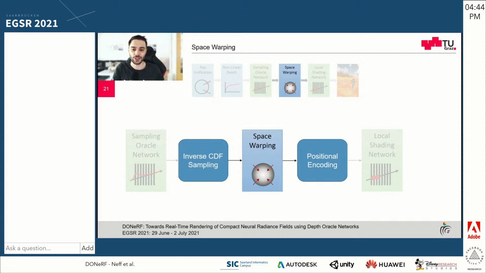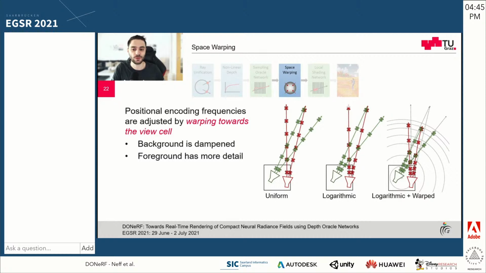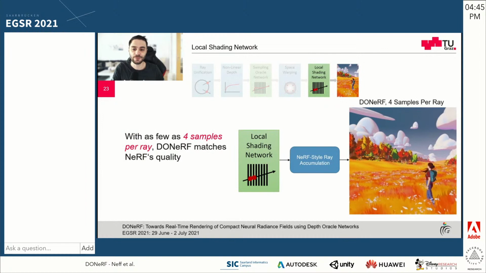After generating those samples, however, we do not directly go into positional encoding. Instead, we perform an additional space warping step to better match the positional encoding frequencies for large-scale scenes. We do this by warping all samples towards the view cell. Our intuition for this comes from the fact that real cameras and techniques such as MIP mapping also show similar behavior. We can prevent high-frequency artifacts in the background and better reconstruct fine details in the foreground. While this does bend the rays, samples from different viewpoints that end up at the same 3D location are still evaluated equally. After space warping and positional encoding, we're finally ready to evaluate the local shading network.